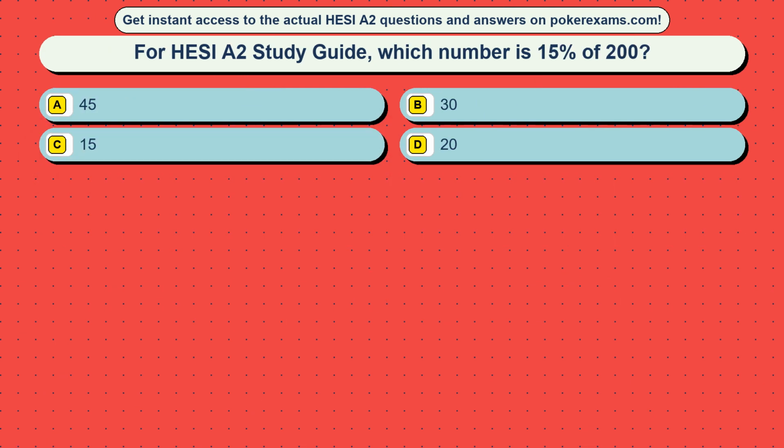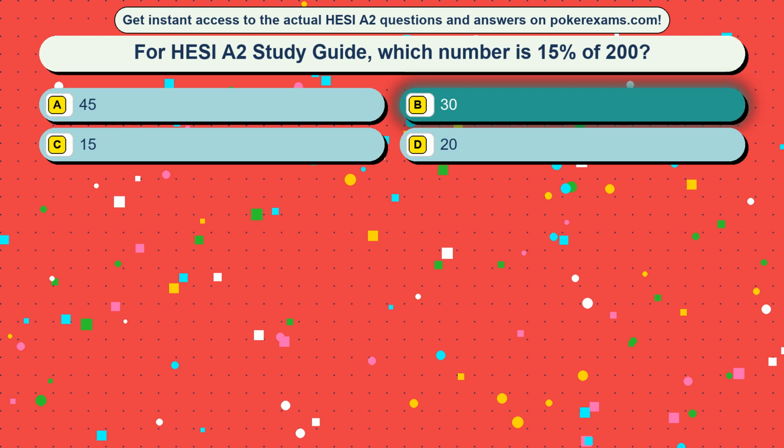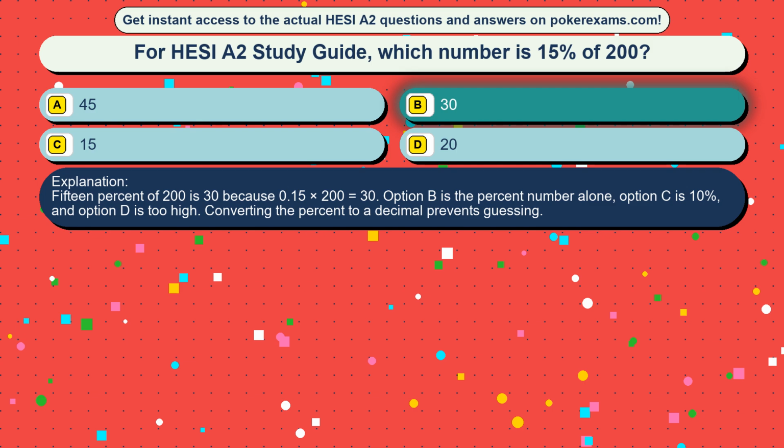Question 32. For HESI A2 Study Guide, which number is 15% of 200? Option A, 45, option B, 30, option C, 15, option D, 20. The correct answer is option B, 30. 15% of 200 is 30 because 0.15 times 200 equals 30. Option A is the percent number alone, option C is 10%, and option D is too high. Converting the percent to a decimal prevents guessing.